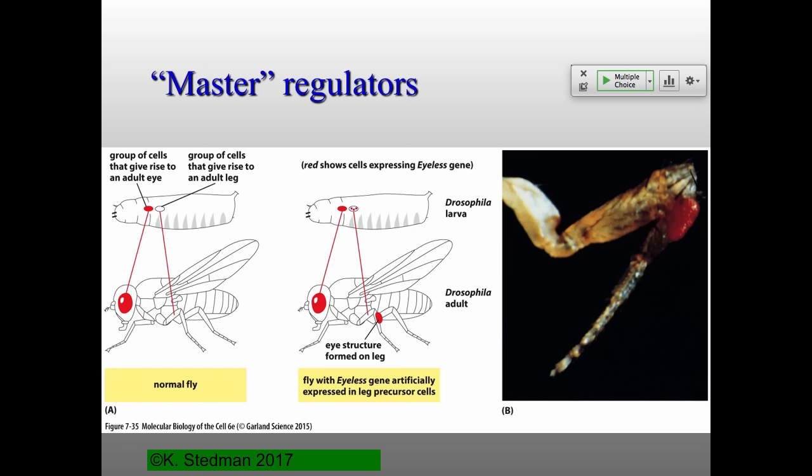And in this particular case, what they did is they expressed eyeless in a part of the embryo which gives rise to legs. And it doesn't actually develop all the nervous structure. They can't see out of their legs. But they have this whole development of the eye structure that ends up on the legs. Another really famous mutation is called antennapedia, where instead of having legs, they have antenna at each of these. So just really crazy flies.